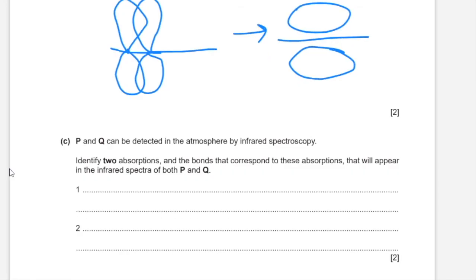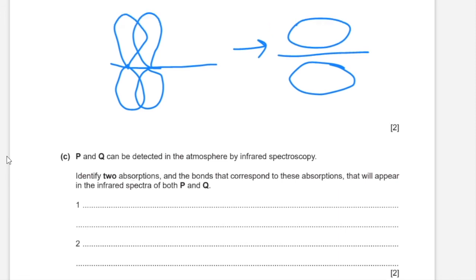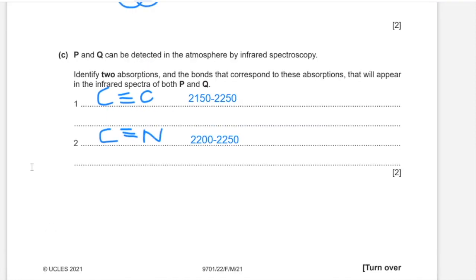C. P and Q can be detected in the atmosphere by infrared spectroscopy. Identify two absorptions and the bonds that correspond to these absorptions that will appear in the infrared spectra of both P and Q. So you need to find the absorption values of bonds that are present in the structures of P and Q. Those two bonds would be the carbon-carbon triple bond and the carbon-nitrogen triple bond. Both P and Q also have a carbon-carbon single bond, but the value of absorption is not given in the data booklet, so we'll be using the other two bonds.